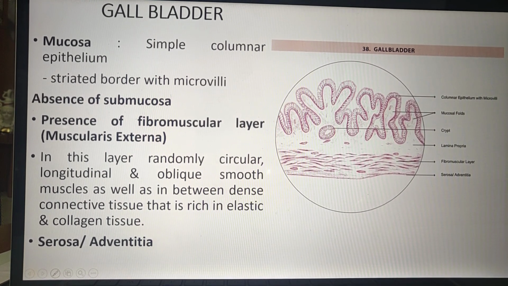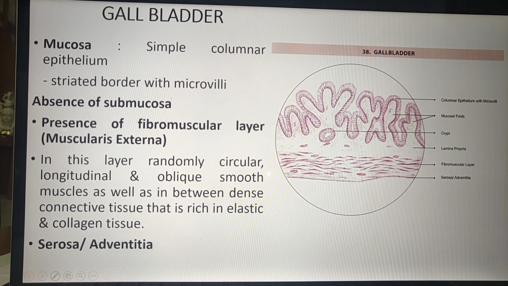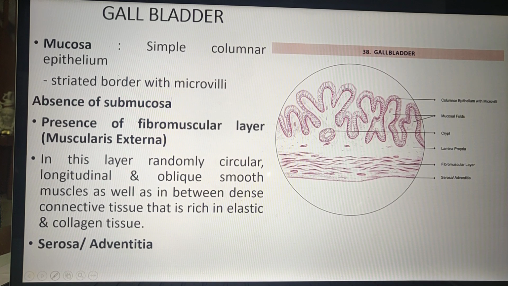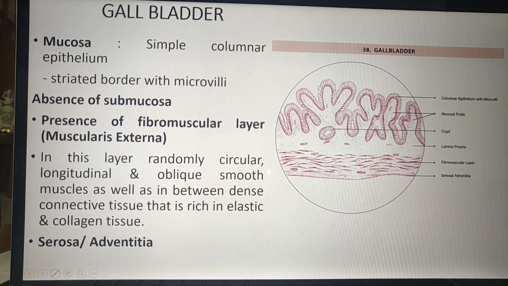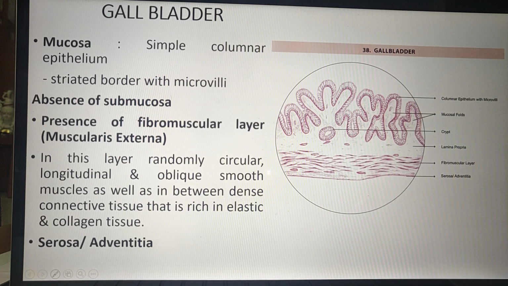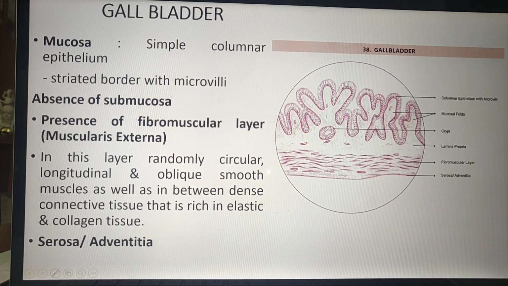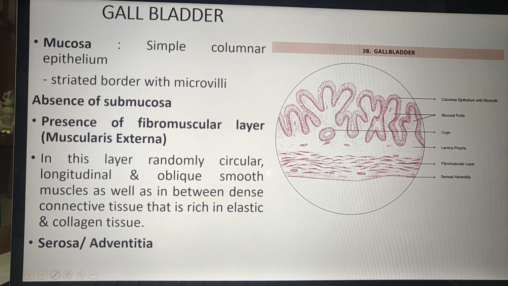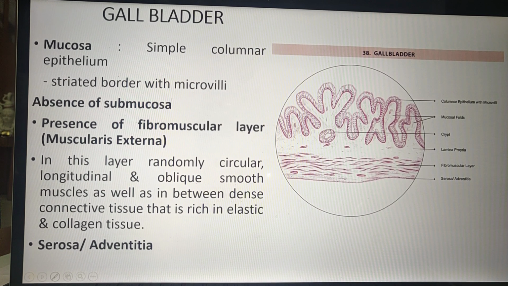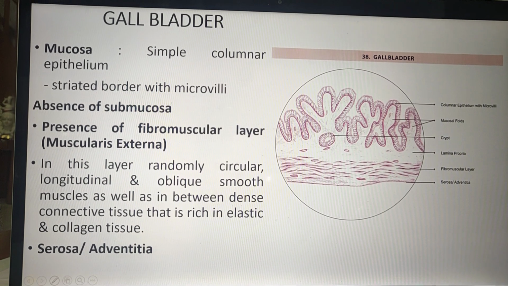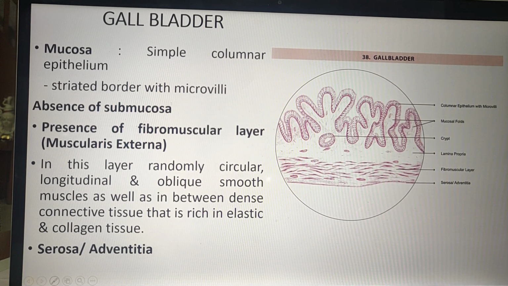Gallbladder: you have to remember there is absence of submucosa. Mucosa is simple columnar epithelium, with a striated border of microvilli. There is absence of submucosa, and presence of a fibromuscular layer, also called the muscularis externa. In this layer, smooth muscles run randomly circular, longitudinal and oblique, and in between there is dense connective tissue rich in elastic and collagen fibers, and serosa and adventitia.